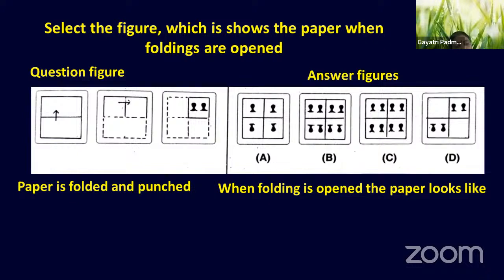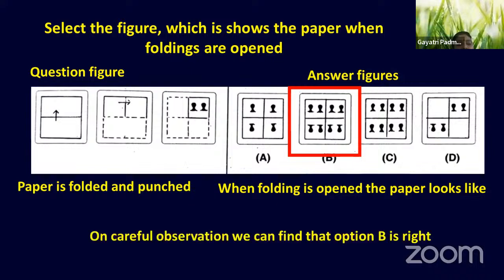In the right hand corner, a small punching is done like how a chess coin is, right? When the folding is open, the paper looks like dash. Is it option A, B, C, or D? All right, it should be option B, because there would be a mirror image when the folding is opened, isn't it? There's a lot of chance that option C could be opted, but option C is not right. Option B should be the right answer.